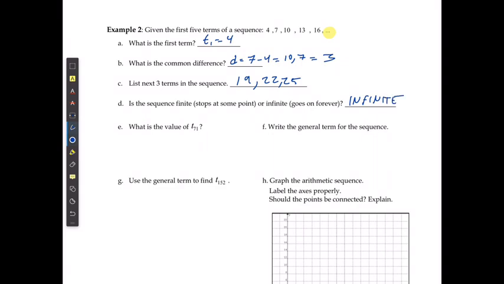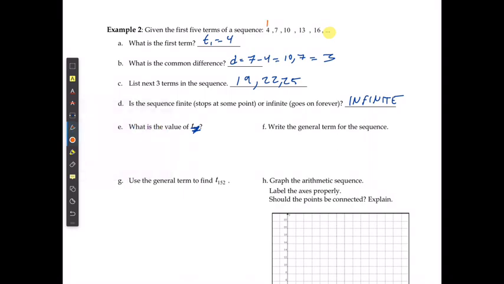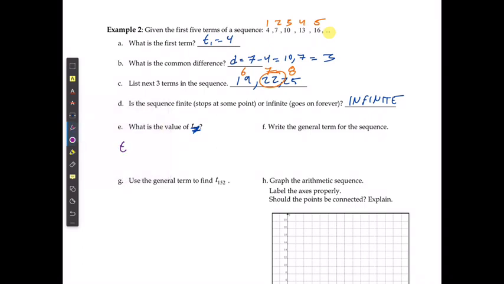So there's a little typo here. It should say, what is the value of term 7, not 71? And the value of term 7 is, well, this was term 1, 2, 3, 4, 5, and we continue it down here, 6, 7, 8, and there's the value of term 7. We've already solved it. Term 7 is equal to 22.